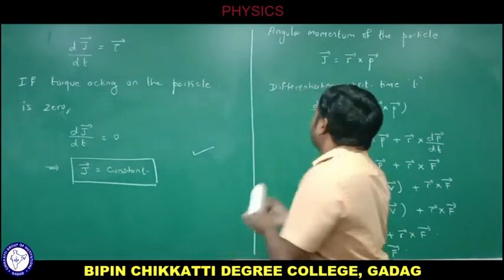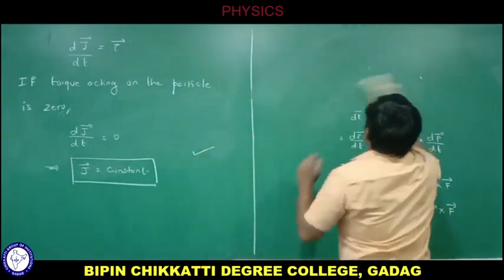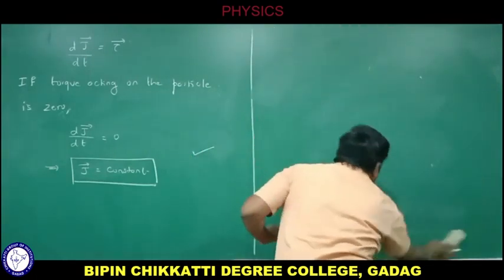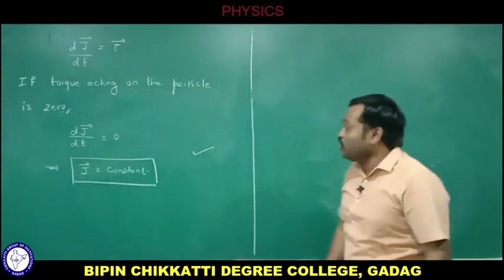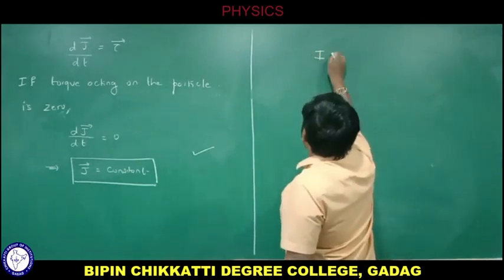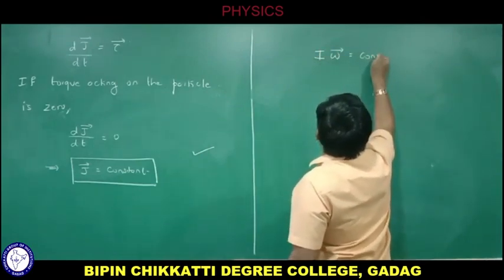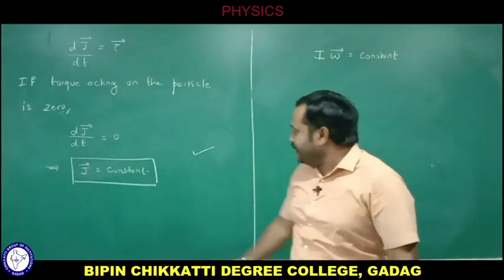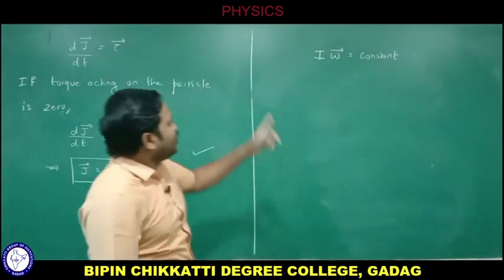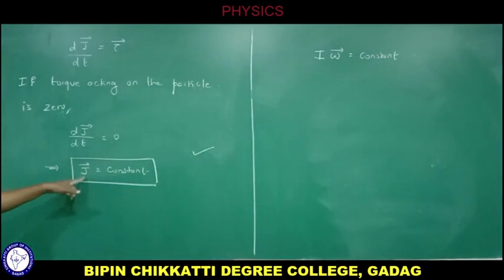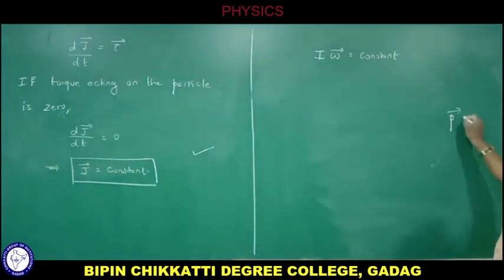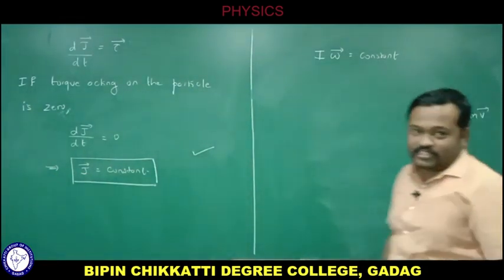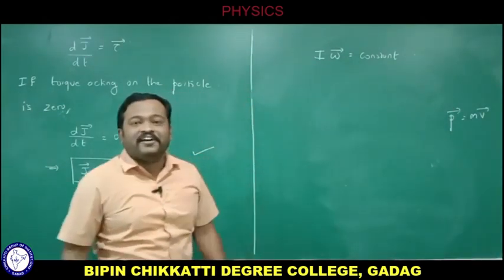What is the meaning of this? Just understand what actually is the meaning of the law of conservation of angular momentum. Come on, tell me, what is the formula for J? J is angular momentum. The formula for J is I into omega, that is equal to constant, right? J is momentum, so this is angular momentum. What is the formula for angular momentum? I into omega. I think you remember the formula for linear momentum: P is equal to mass into velocity.